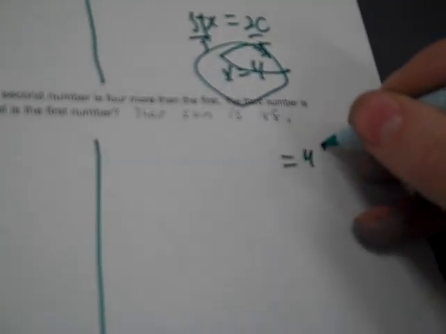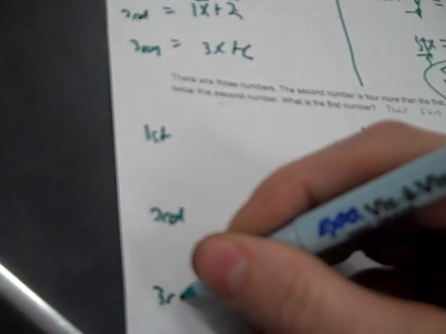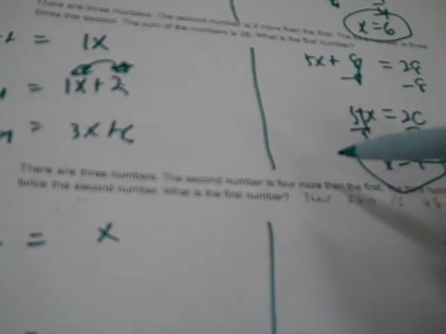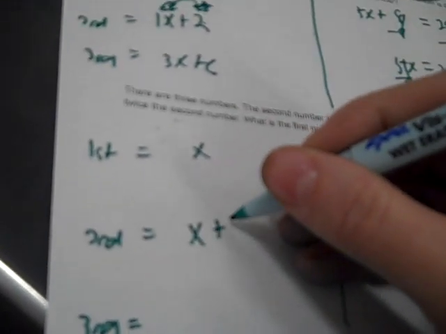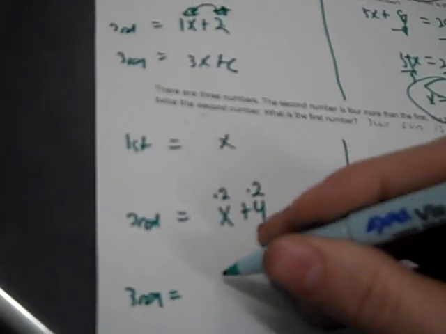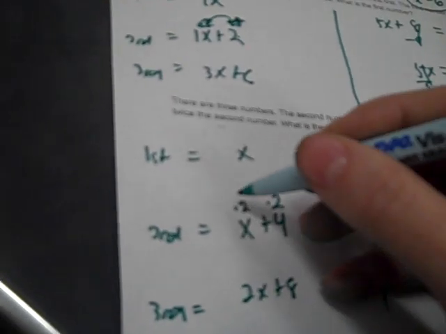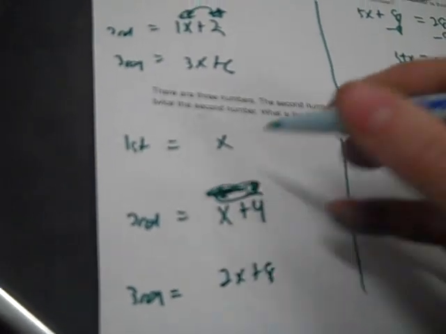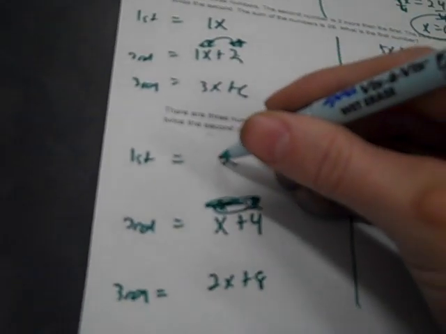Okay, there are 3 numbers. The second number is 4 more than the first. Okay, the third number is twice the second number. What's the first number? The sum is 48. Okay, so you have first, second, third. Okay, x is the first. The second's 4 more than the first. The third number is twice the second number. Okay, so times 2, times 2. That's 2x plus 8. And I forget about the times 2 because it's already served its purpose.